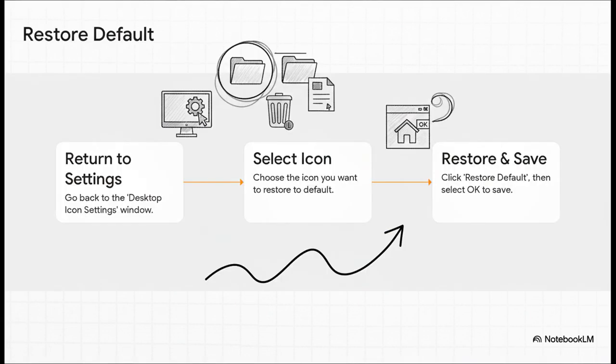And the process is just so simple. You go right back to that same desktop icon settings screen we were just at, you pick the icon you changed, and this time you just click Restore Default, hit OK, and boom, you're right back to that familiar classic Windows look. It's basically a one-click undo button.